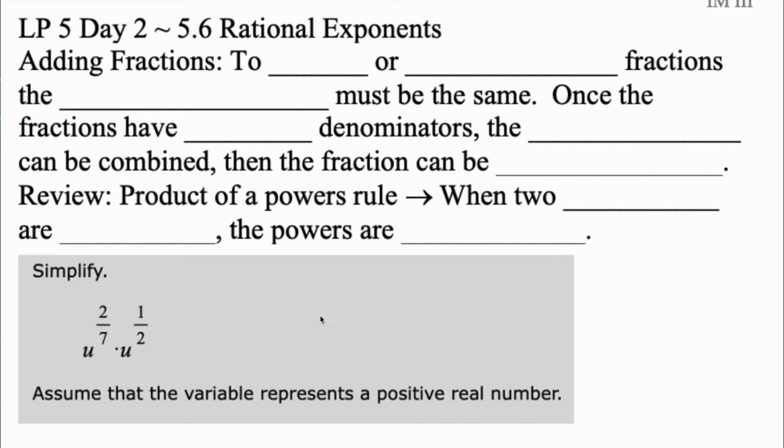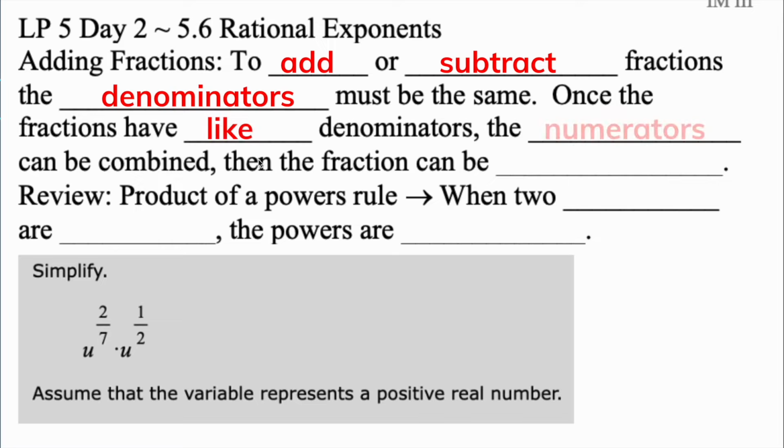Okay, so now we're going to look at some more rational expressions with fractions. So adding fractions, remember to add or subtract fractions, the denominators must be the same. So this is the basic idea of adding and subtracting fractions. We're going back to elementary school when we learned how to deal with fractions, right? So you do need to make sure that you understand we have to have like denominators in order to add our fractions. So once the fractions have like denominators, the numerators can be combined. Then the fractions can be simplified.